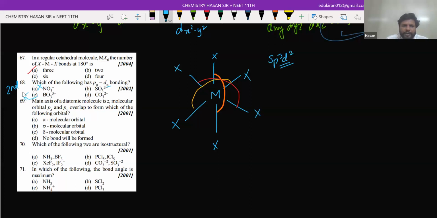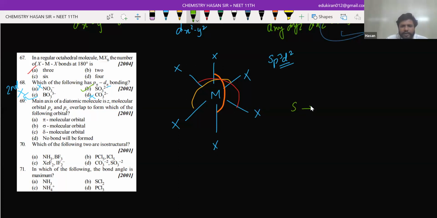This is also a second period element, so it will not have d orbitals. Third period elements are possible, and this is the case. If third period elements are given and they are in maximum bonding, there will be the possibility of a p pi d pi bond.